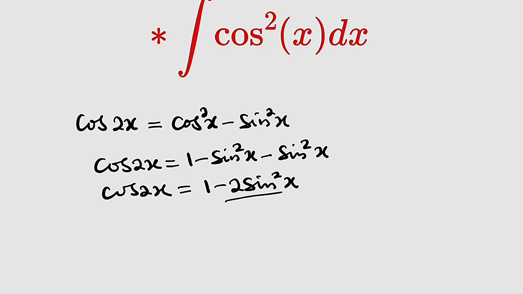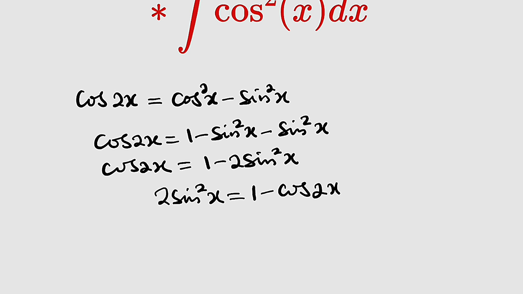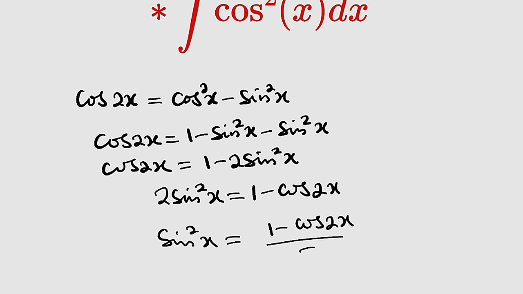And from here we can switch these two terms. Let's take negative 2 sin²x to the left, which is going to transform it to positive 2 sin²x equal to 1. Then this becomes minus cosine of 2x. Now let's divide both sides by 2. Sin²x is equal to 1 minus cosine of 2x divided by 2. So instead of integrating this function, you can confidently integrate this one. Let us box it here.